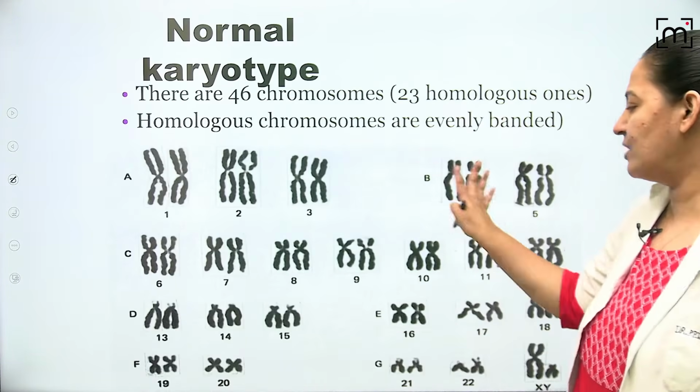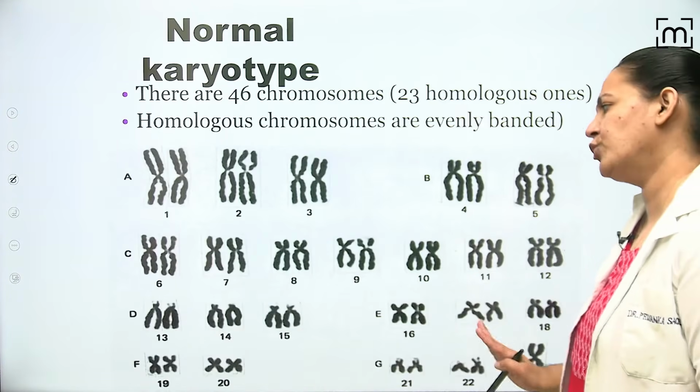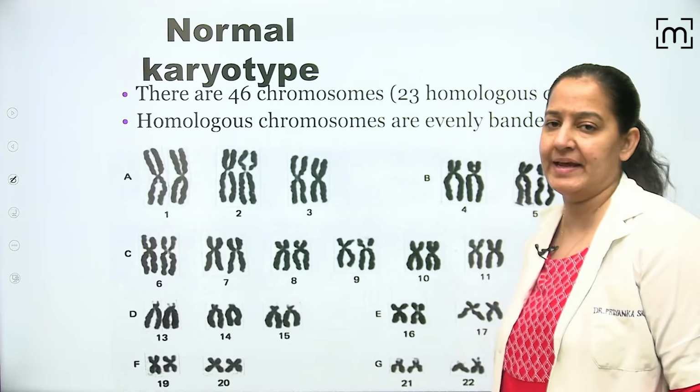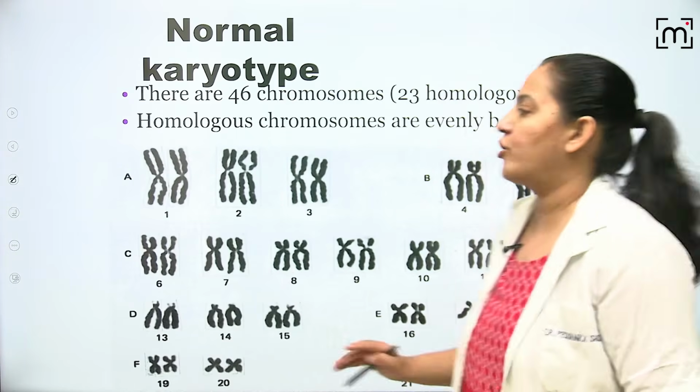Now this is the normal karyotype. I will show you all the diseases in the karyotype only. Now you should understand the normal karyotype.